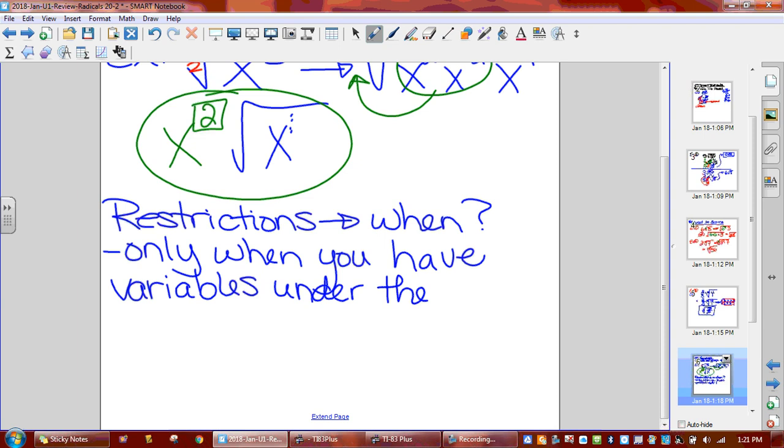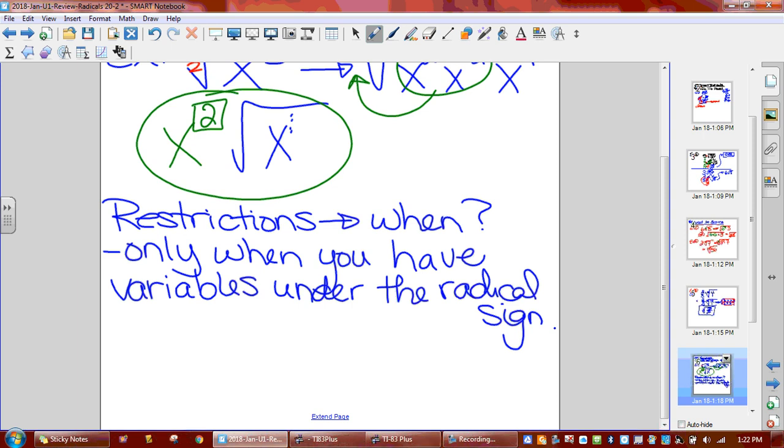That's the only time we have restrictions. So if all of those x's came out, then we would have no more root sign. Sometimes that happens. If that was x exponent 4 underneath, we wouldn't have to worry about it because it would all come out and the root sign would completely disappear, because what would be left? Square root of 1. And we can solve a square root of 1. It's 1. Okay?